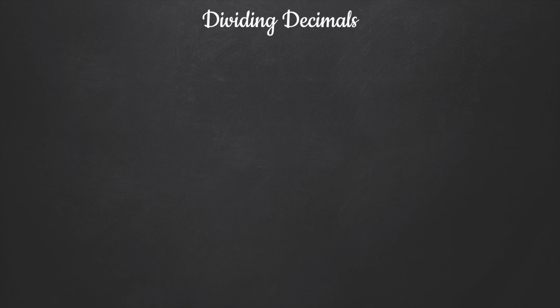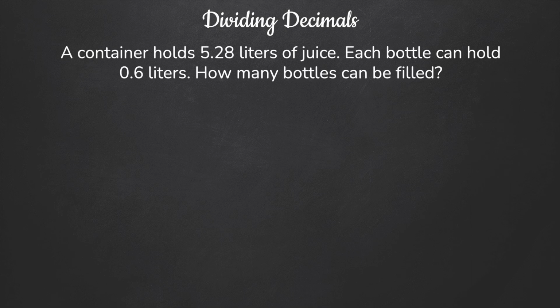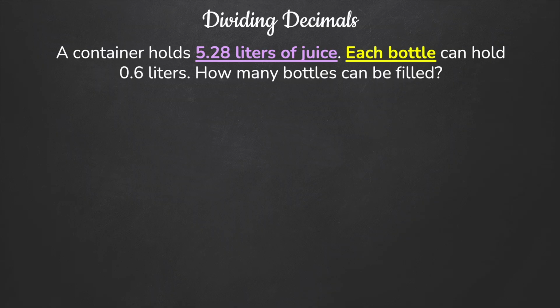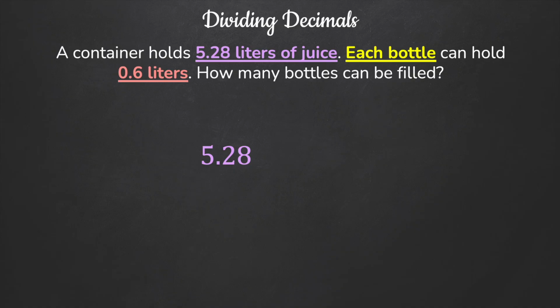Here we have our next problem, which says a container holds 5 20/100 liters of juice. Each bottle can hold 6/10 liters. How many bottles can be filled? Well, we know that in total we have 5 and 20/100 liters of juice, and each bottle is going to hold the same amount, which is 6/10 liters. And in order to figure out how many bottles can be filled, we're going to go ahead and divide 5 and 20/100 divided by 6/10.